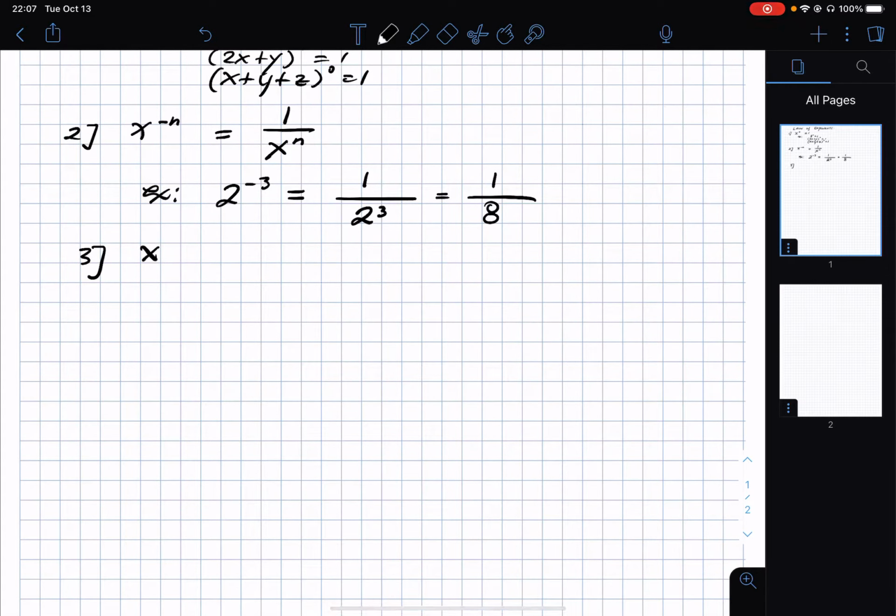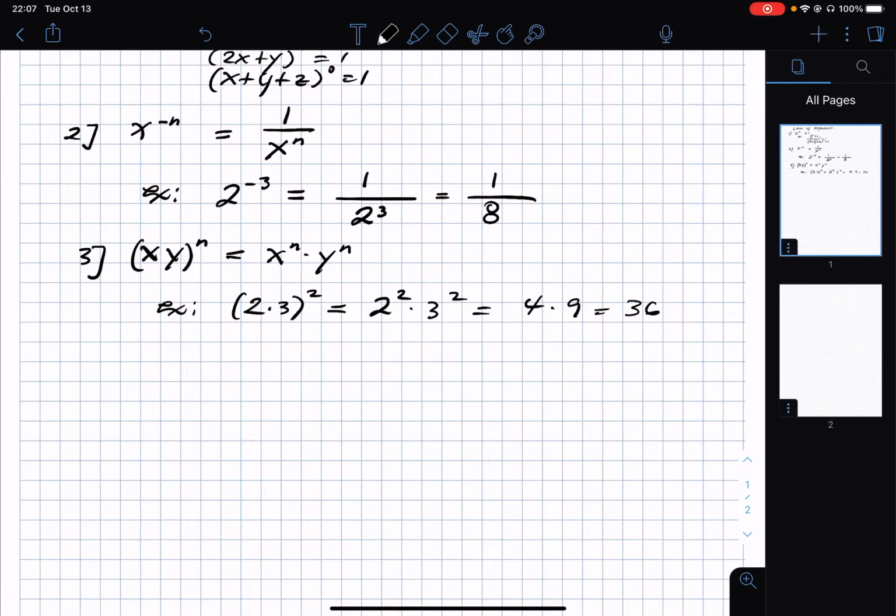Next, (xy) exponent n. This will be equal to x^n multiplied by y^n. As an example, say you have (2 times 3) exponent 2. This will be equal to 2 squared times 3 squared. So this will be 4 times 9. The answer is 36. Okay.